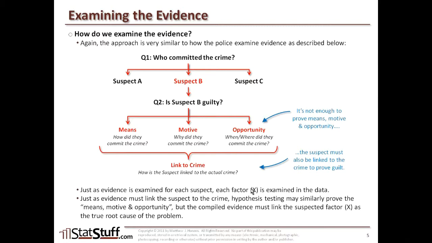And in the same way, just as evidence must link the suspect to the crime as we showed above, hypothesis testing may be necessary in order to prove the means, motive, and opportunity, but we must not stop there. We must move on to compiling all the evidence that compellingly links the suspected factor, the one that is the root cause, to help us prove whether that really is the true root cause of the problem.